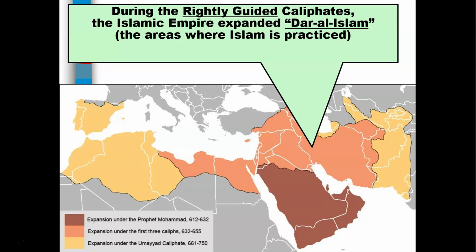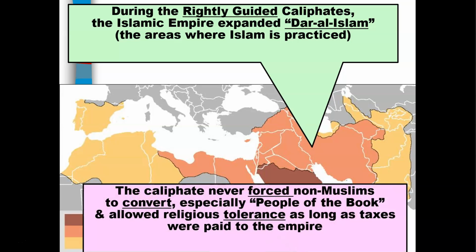During the Rightly Guided Caliphates, the Islamic Empire expanded Dar al-Islam, or the areas where Islam is practiced. Very important areas. As we saw on the previous slide, these are the areas on the map that were basically under the control of the Muslim Empire. The Caliphate never forced non-Muslims to convert, especially people of the book, and allowed religious tolerance as long as taxes were paid to the empire. Very important. You paid your taxes, there was no problem. You didn't pay your taxes, then there was a problem.